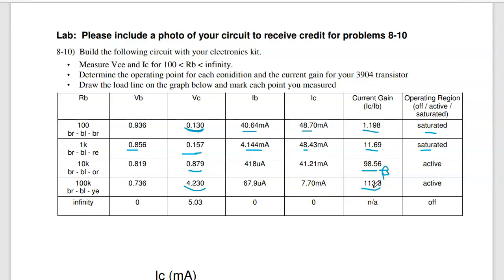And at infinity, I'm at 5 volts. The current is 0. The gain is 0 over 0, which doesn't tell you anything. This is the off state. So that's problems 8 through 10. And that's homework set number 4 for ECE 320.